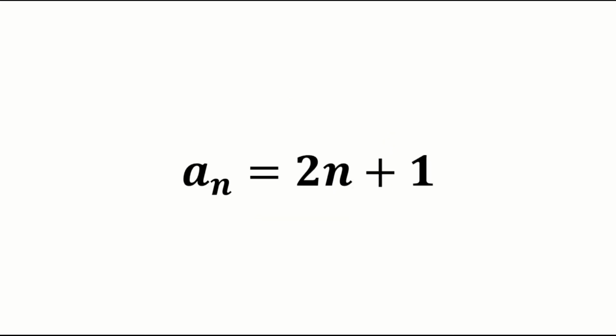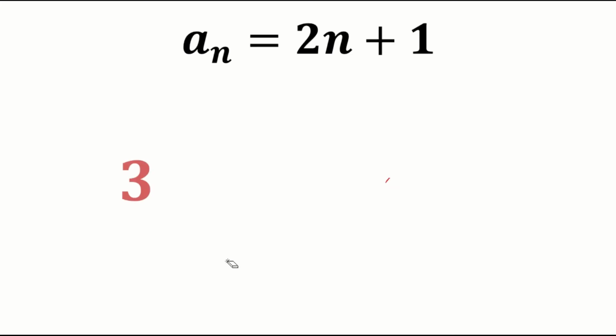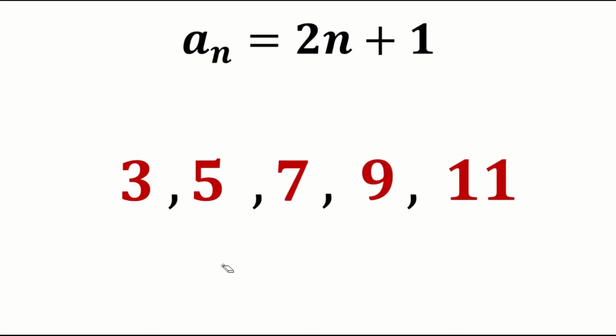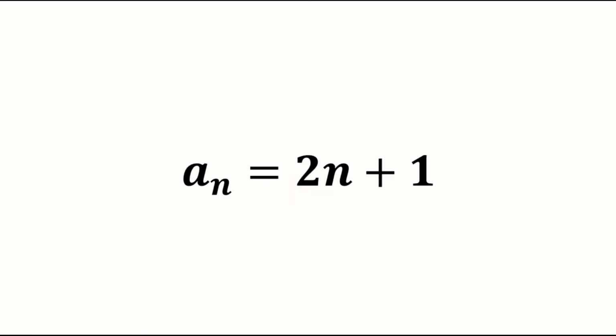We are done finding A sub 1, A sub 2, A sub 3, A sub 4, and A sub 5. Therefore, the first 5 terms of the sequence A sub n equals 2n plus 1 are 3, 5, 7, 9, and 11. A sub n equals 2n plus 1 is called the general rule of the sequence.